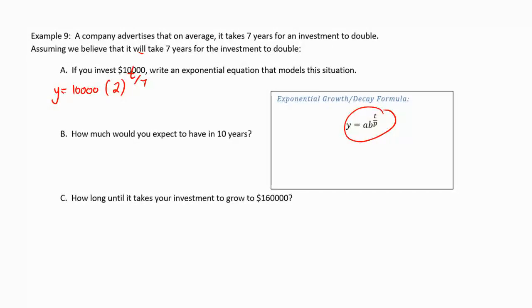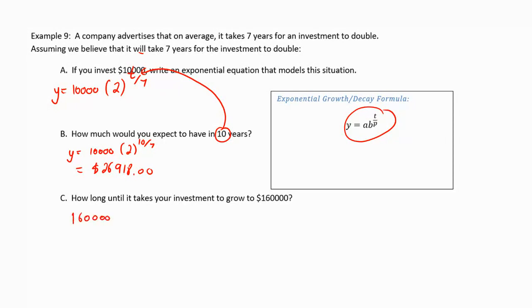For part B, how much would you expect to have in 20 years? Or sorry, 10 years. So we're just going to plug a 10 into t. So this is going to be y equals 10,000 times 2 to the 10 over 7, which equals 26,918.